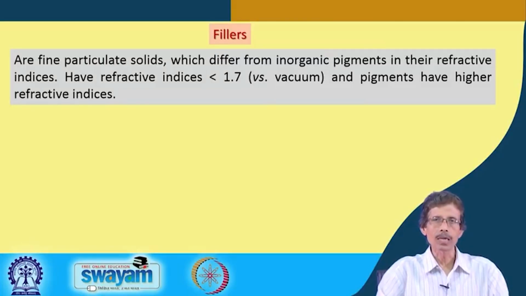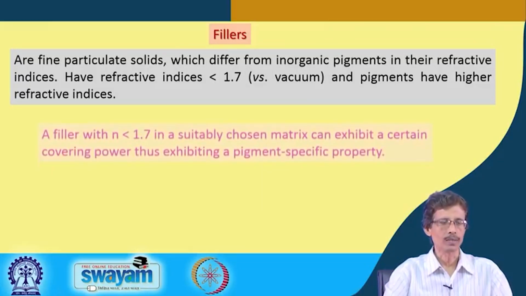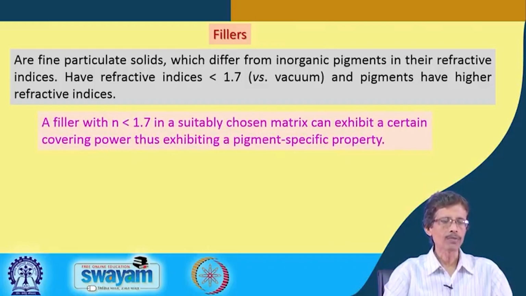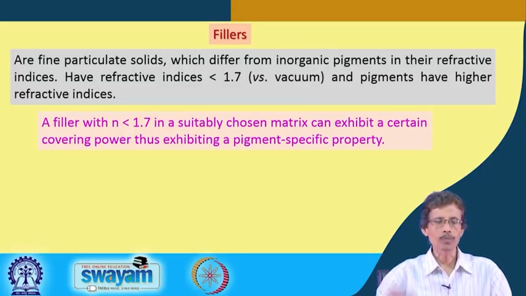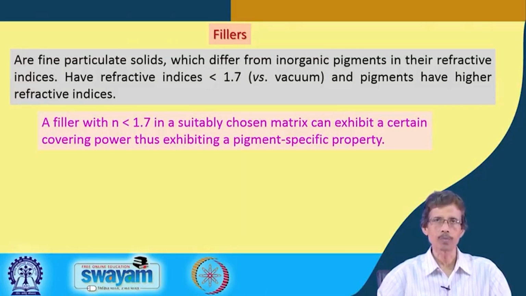So, if some inorganic particulate solid has a lower magnitude of refractive index, those materials can be used as inorganic fillers. Another thing is that a filler with a refractive index less than 1.7, in a suitably chosen matrix, can exhibit a certain covering power, like that of paints, which we will discuss today. That means an amount, 1 gram or 1 kilogram, can have good covering power over a particular surface area, thus exhibiting a pigment-specific property.